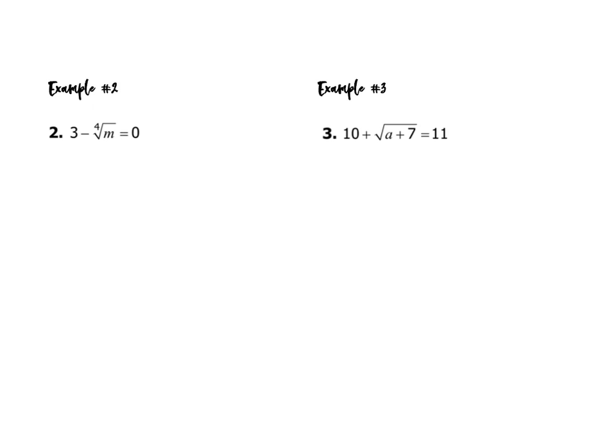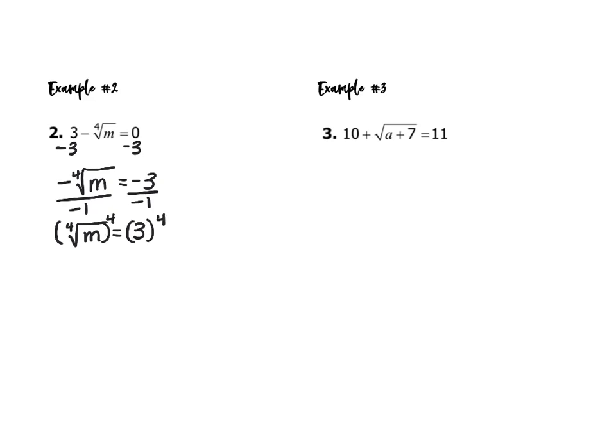All right, looking at example 2, I need to isolate the radical, so I'm going to subtract this 3. So I have the negative 4th root of m equals negative 3. I'm going to divide by negative 1 because I want to get rid of that coefficient. I have to isolate the radical. I have the 4th root of m equals 3. And then I'm going to raise everything to the 4th power because the index of that radical is 4. So I'm left with m equals 81.